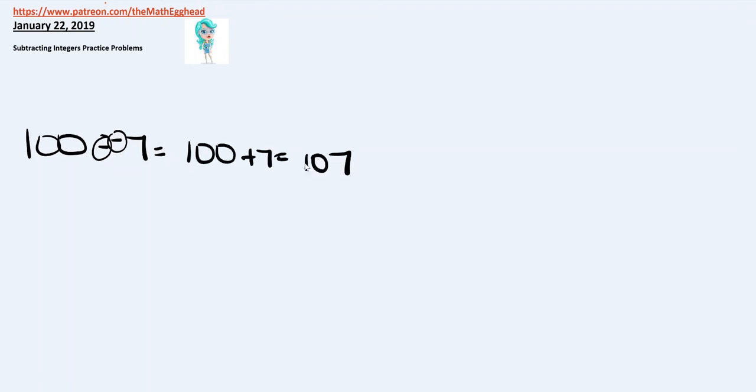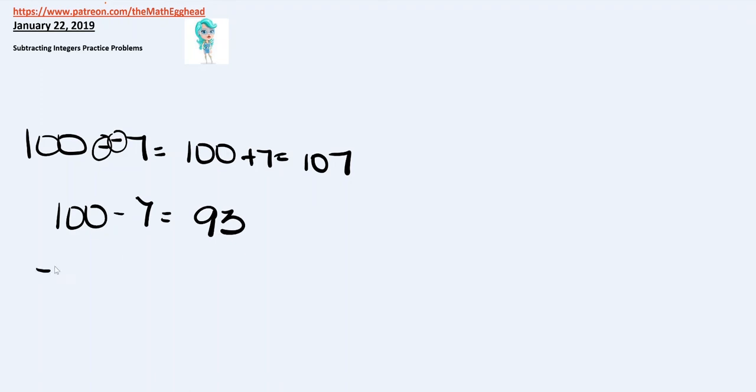Let's say we were to have 100 minus negative 7, right? Just for explanation purposes. What I like to do is, I see this as subtraction and I see that there's a negative sign. So negative times a negative is positive. So we know 100 plus 7 is 107, right? Well, let's say it was 100 minus positive 7, right? We know automatically that that's 93.